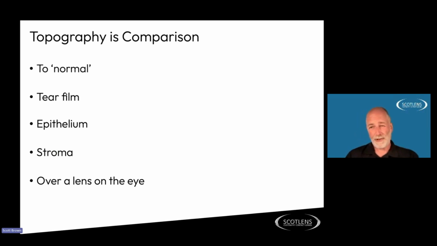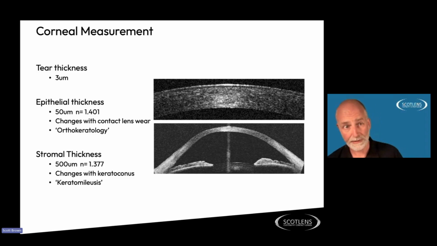But for me, topography is always about comparison. So we might be comparing the cornea to what normal would be, or to what a lens fit's going to be, or if we're looking at the tear film from second 1 post-blink versus second 15 post-blink, or are we just isolating the epithelium, which is what we do with orthokeratology? Do we want to see if there's stromal change for somebody developing keratoconus? Are we looking at the eye? It's always about comparing something, and that's how valuable topography is. So let's go back and look at the cornea and have a little bit of a review.